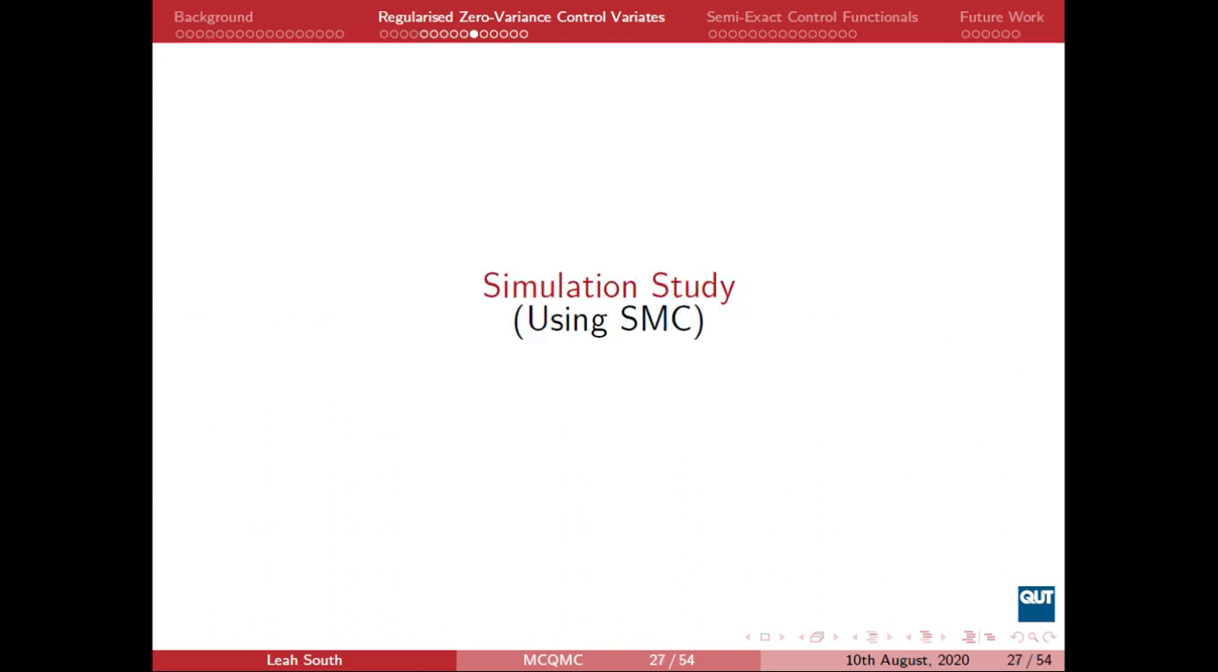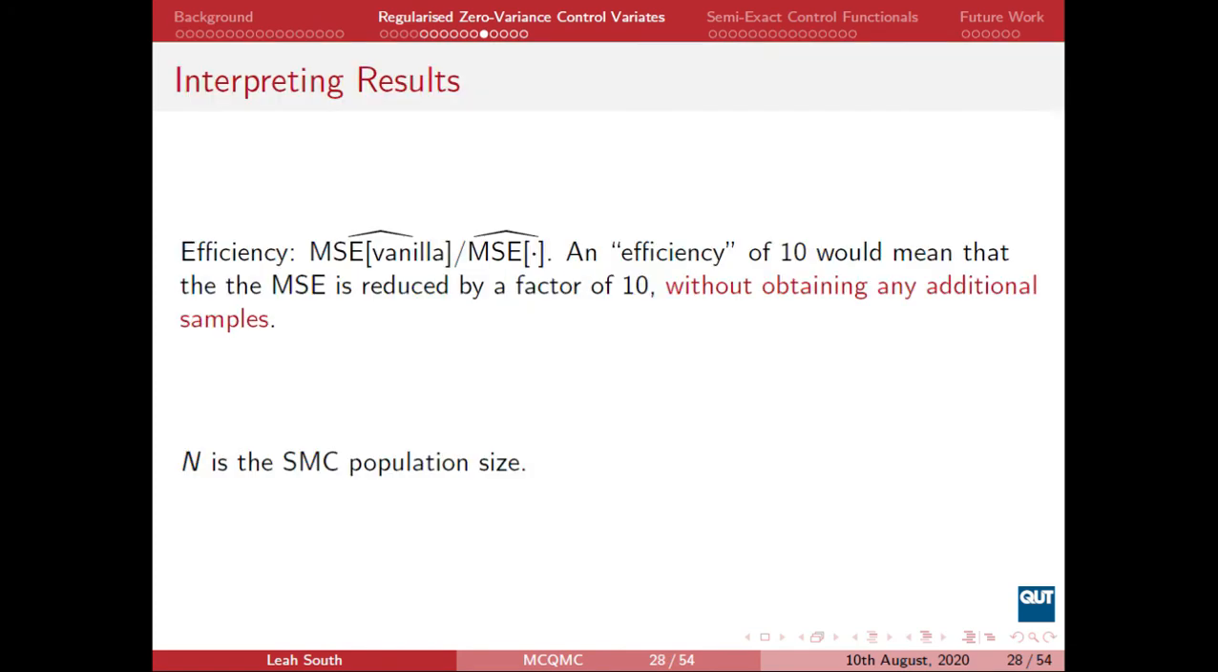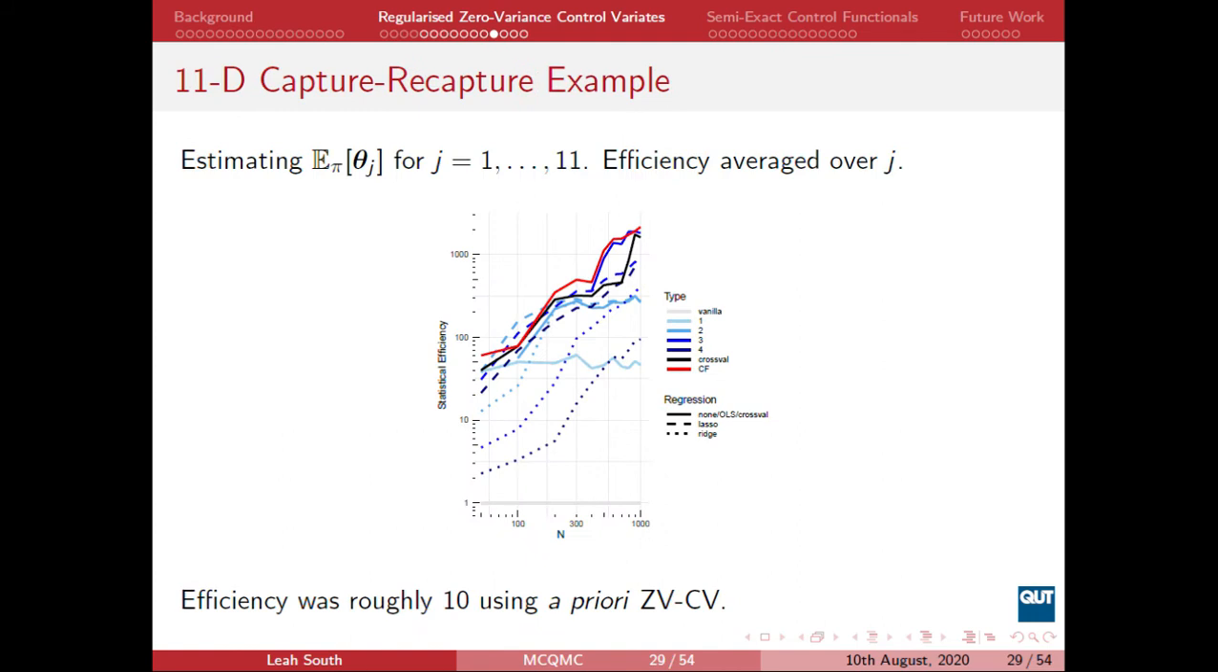So the first simulation study is looking at how regularized ZVCV goes on some SMC, or sequential Monte Carlo, examples. Efficiency is defined for this example and the next in terms of how many times better the mean squared error is for the estimator in question compared to vanilla Monte Carlo. So if you get an efficiency of 10, it means the mean squared error is 10 times lower, and that's without actually obtaining any additional samples. And n here is the SMC population size, or the number of samples you have. So firstly, we look at estimating posterior expectations.